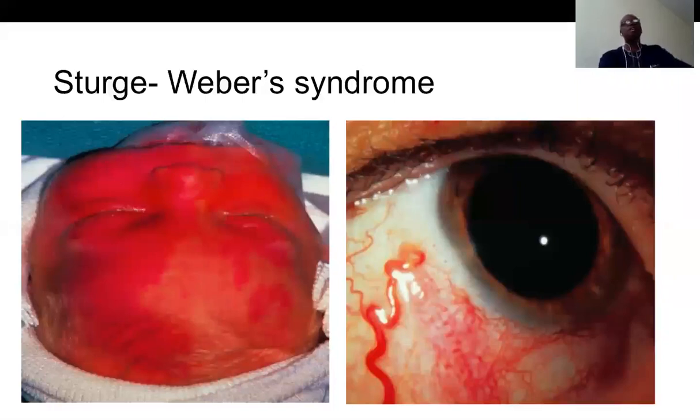The management of these patients is actually quite challenging. Most often they require surgical intervention, and surgery may fail. That is, trabeculectomy may fail, and they may eventually require glaucoma drainage implants.